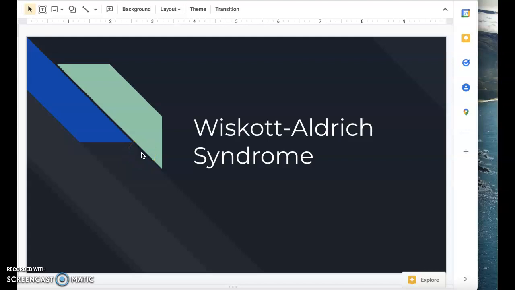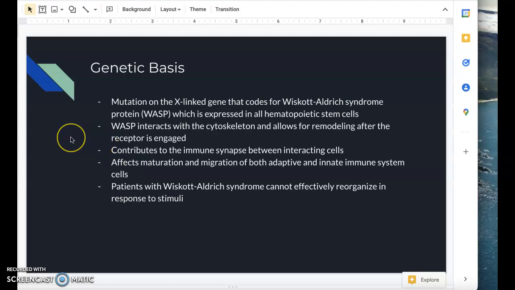So for my syndrome, I chose to do what's called Wiskott-Aldrich Syndrome. It is a mutation on the X-linked gene that codes for what's called Wiskott-Aldrich Syndrome protein, or WASP, which is expressed in all hematopoietic stem cells. WASP interacts with the cytoskeleton and allows for remodeling after the receptor is engaged, and this contributes to the immune synapse between interacting cells, which then affect maturation and migration of both adaptive and innate immune system cells.